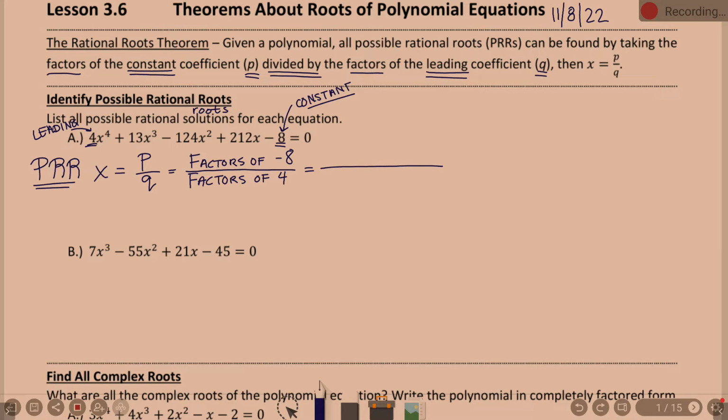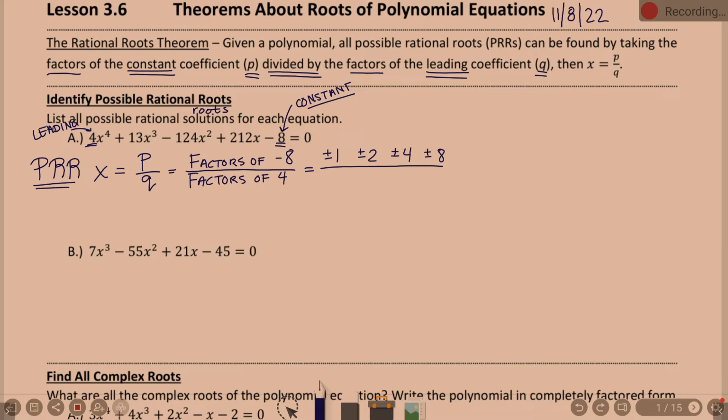No. Now, because it is factors of -8 and just factors in general, technically these factors can be positive or negative. So instead of just listing 1, 2, 4, and 8, I'm going to say plus or minus 1, plus or minus 2, plus or minus 4, and plus or minus 8.